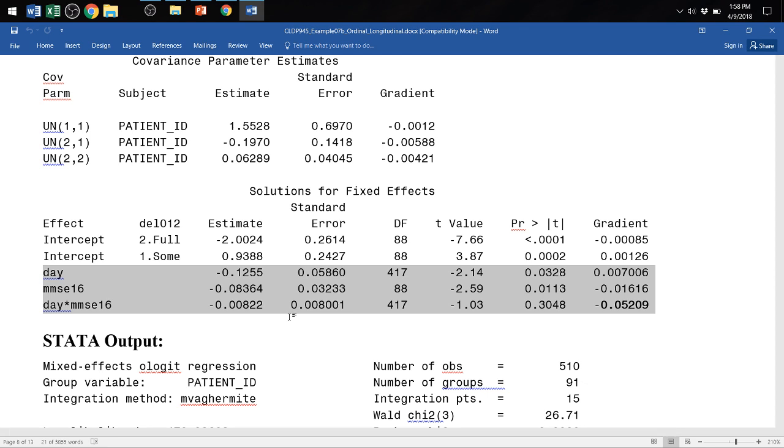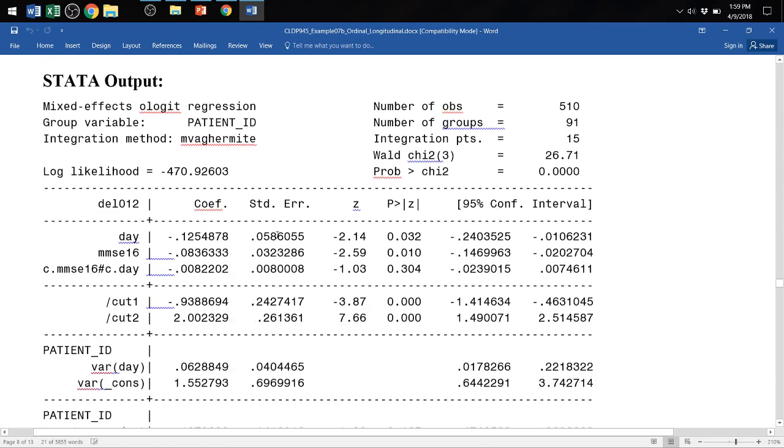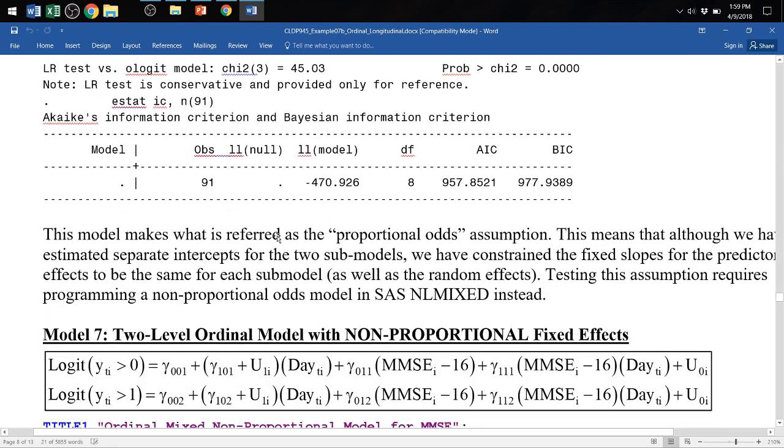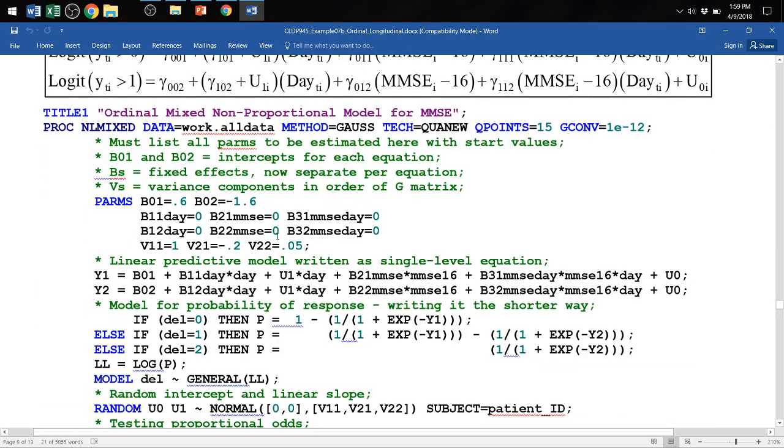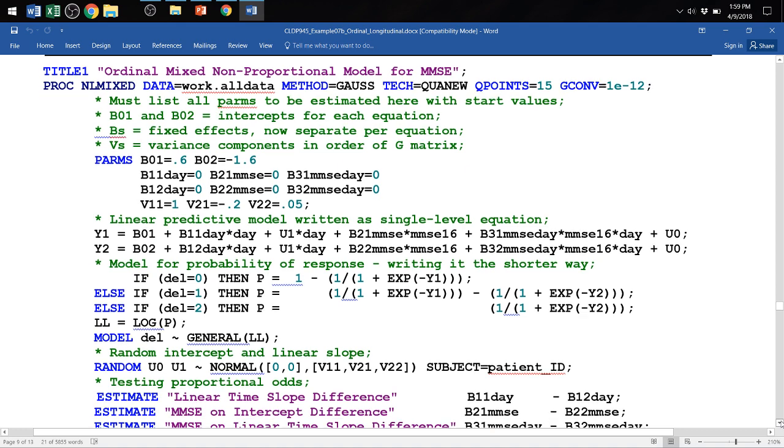The only way that I know how to fix that is to either flip to a nominal model where everything is separate, including the random effects, or to use a user-defined model, such as in Proc NL Mixed. So I've shown you Proc NL Mixed a couple of times. Anytime you find a cool new model in a paper or a book, and you don't know how to fit it, but you want to try it, you can write it yourself in NL Mixed.